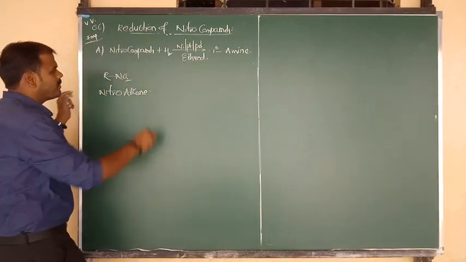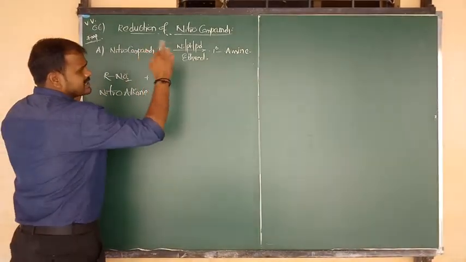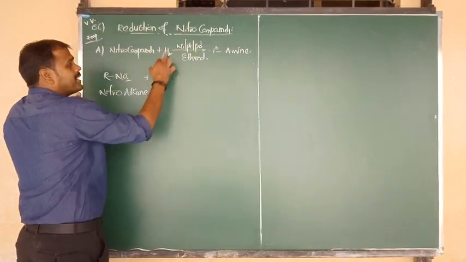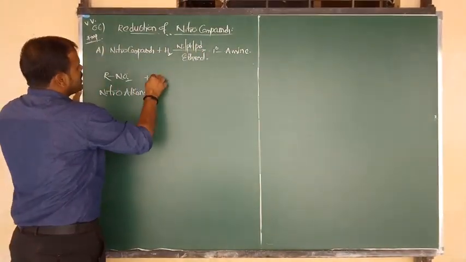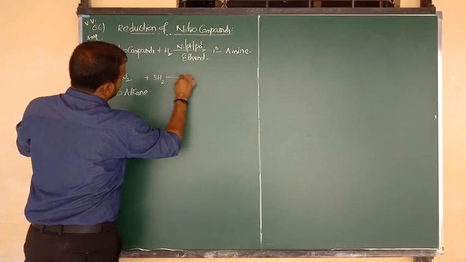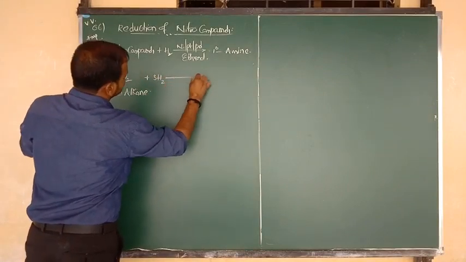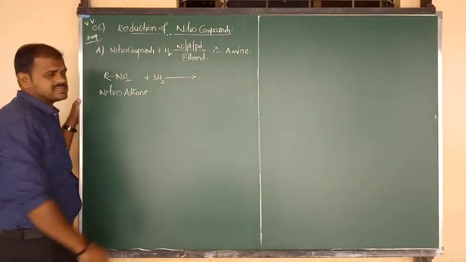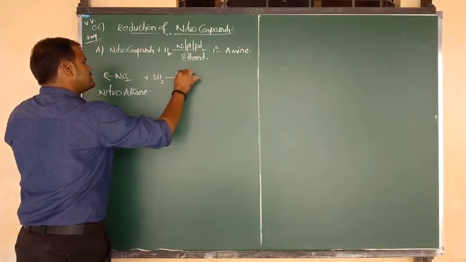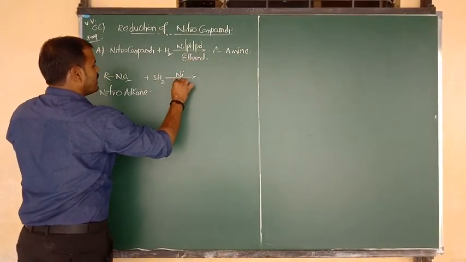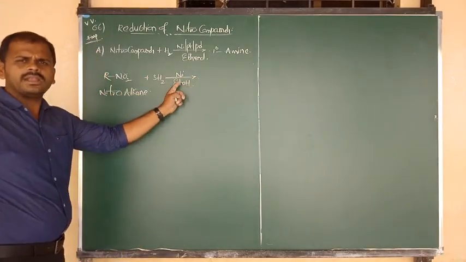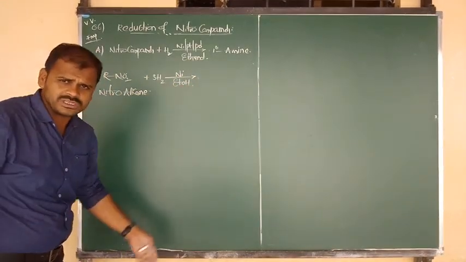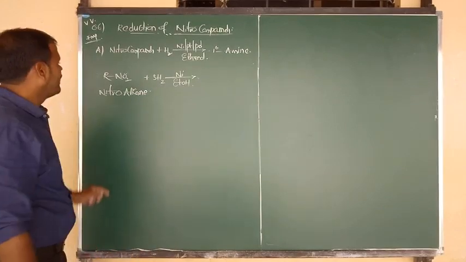Example for a nitro compound. It undergoes the process in the presence of a catalyst. It undergoes hydrogenation, meaning addition of hydrogen. Exactly here we require what? 3 moles of hydrogen, 100%. And the reaction takes place either in the presence of nickel, platinum, or palladium, in the presence of ethanol, EtOH or C2H5OH, nothing but ethyl alcohol.